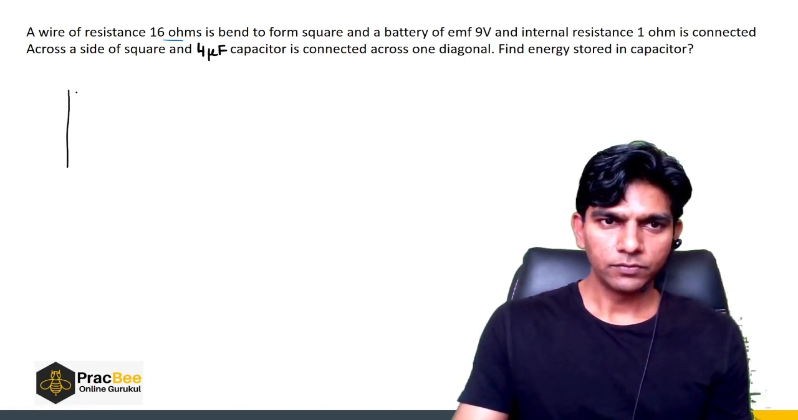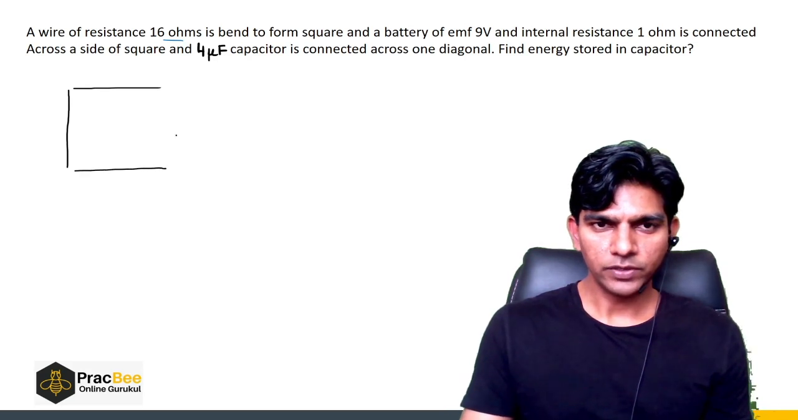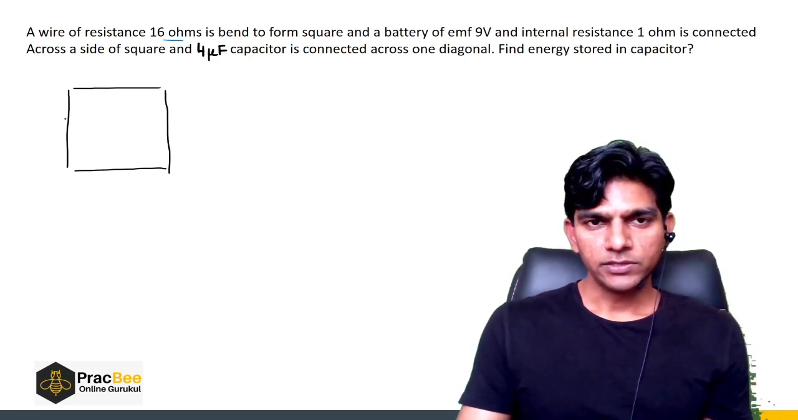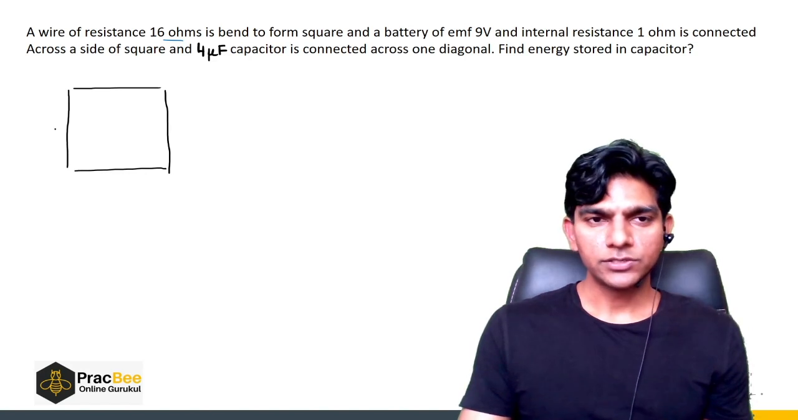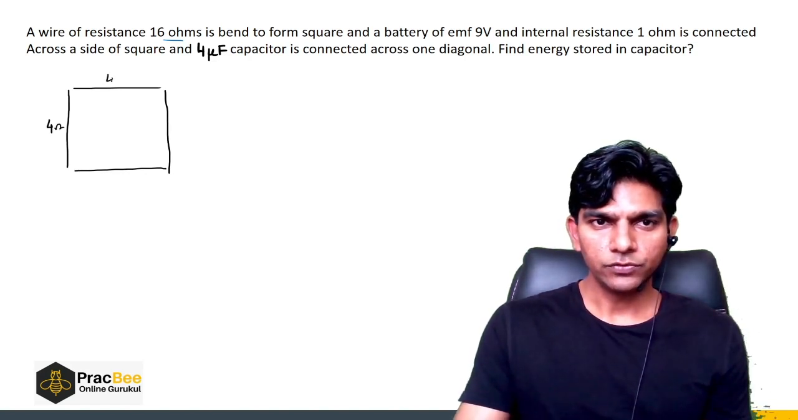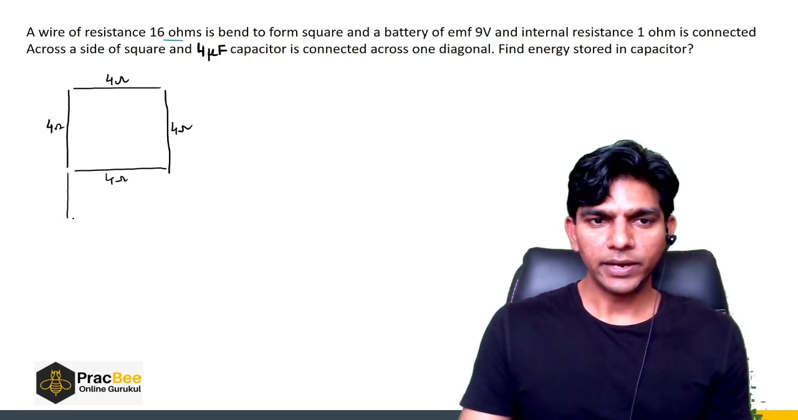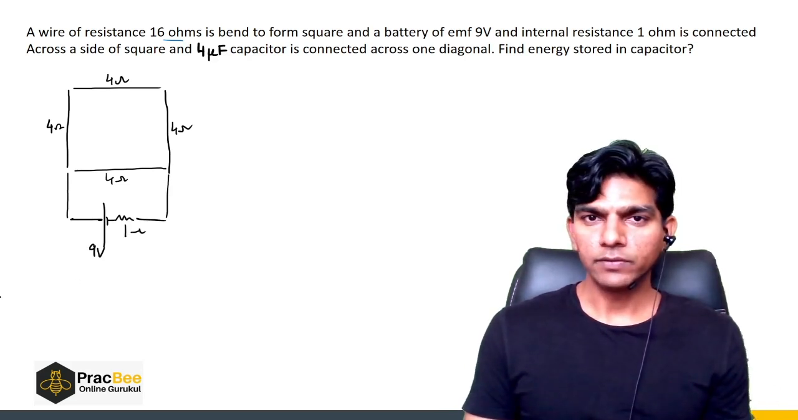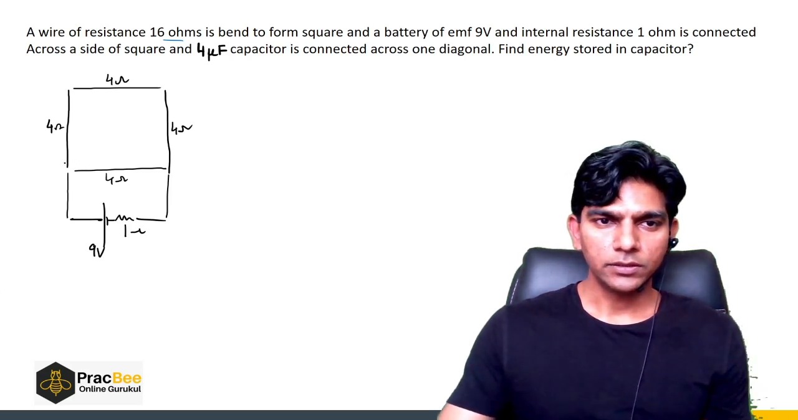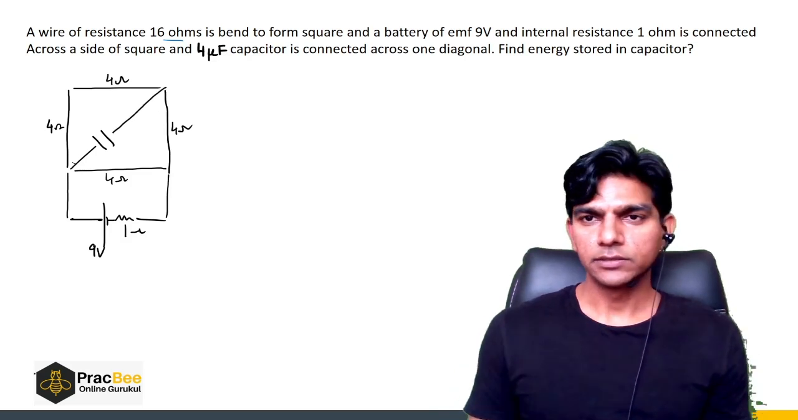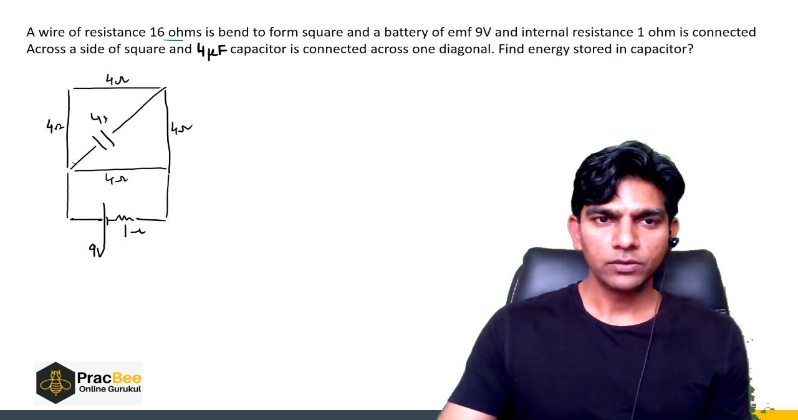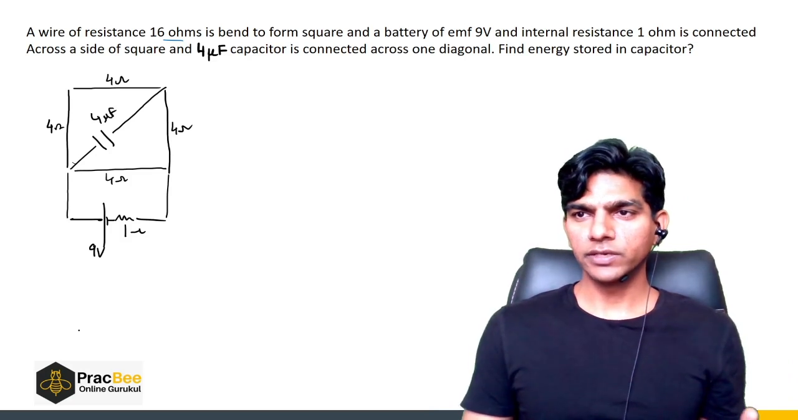So I have a square made with a uniform wire. If the total resistance of the wire is 16 ohms, then each side will have 4 ohms resistance. And we have connected a battery with an internal resistance of 1 ohm and EMF of 9 volt, and we have connected a capacitor along the diagonal, like this, and it is a 4 microfarad capacitor. We need to find the energy stored in the capacitor.